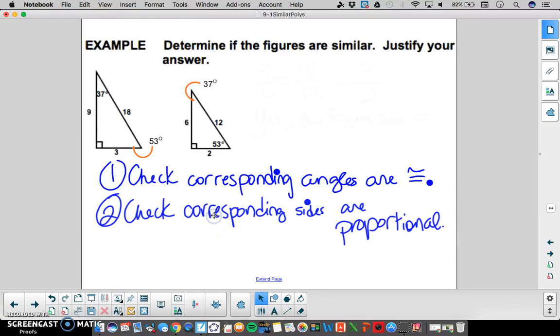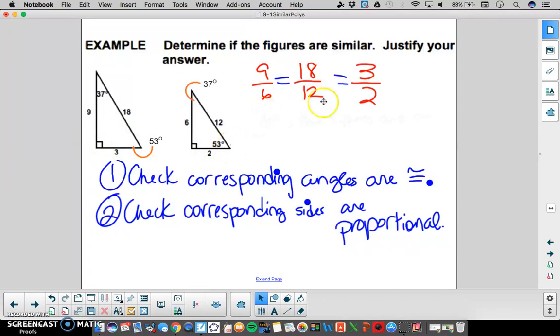The second thing we have to check for is if corresponding sides are proportional. So I have to set up ratios to represent those proportions and check to see if they're proportional. I would set up a ratio that says 9 over 6, 18 over 12, and 3 over 2. The reason I set up these ratios this way is because the shortest side on this triangle is always going to match with the shortest side on the other triangle. Notice it's also the one that's included between the 90 and 53 degree angle. The one included between the 90 and 53 degree angle will match with it.